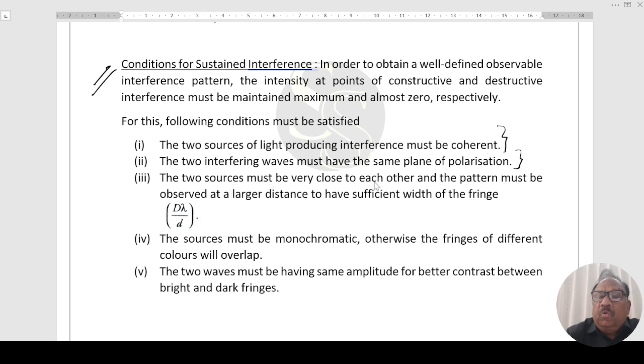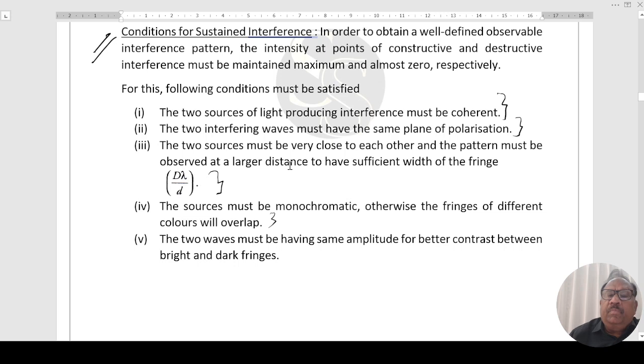Two sources must be very close to each other and the pattern must be observed at a larger distance to have sufficient width of fringe. The sources must be monochromatic, otherwise the fringes of different colors will overlap. The two waves must have the same amplitude, for better contrast between the dark and bright fringes.